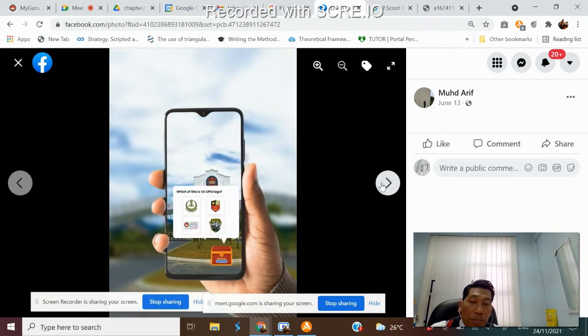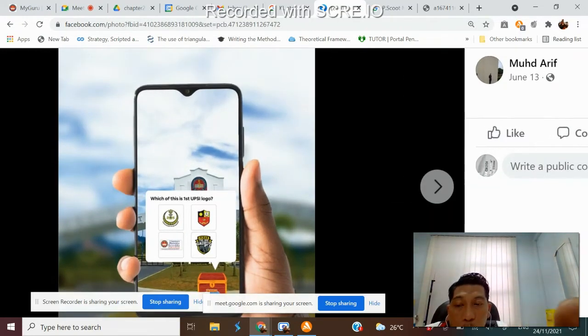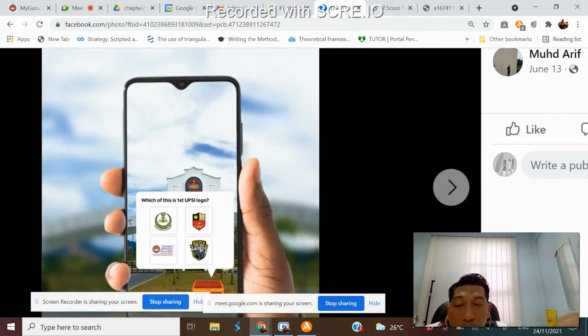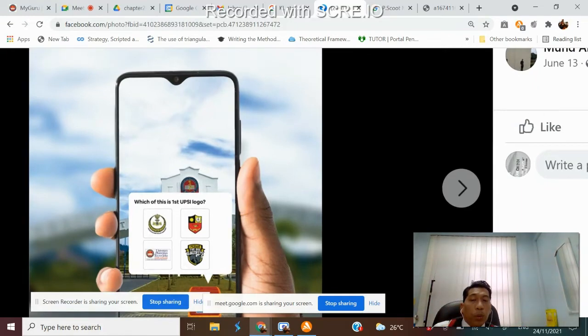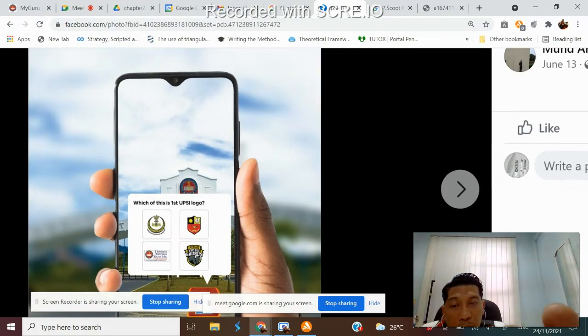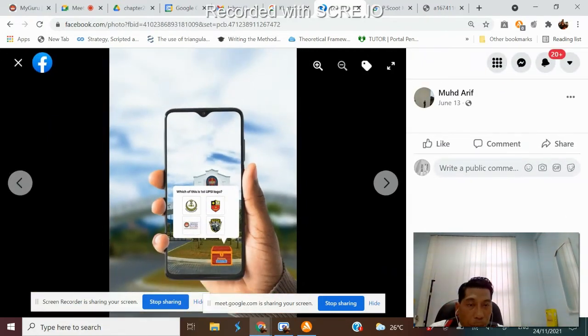And yep, this is the time where you can advertise the historical buildings in UPSI. Let's zoom a bit. So you can put a question in a way for the user to interact with your treasure hunter game.